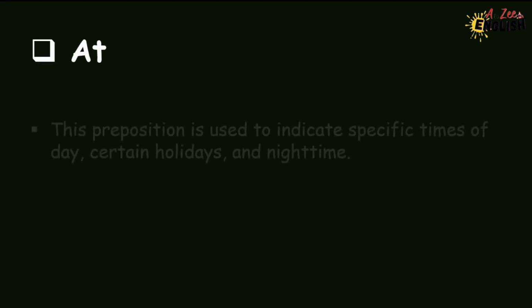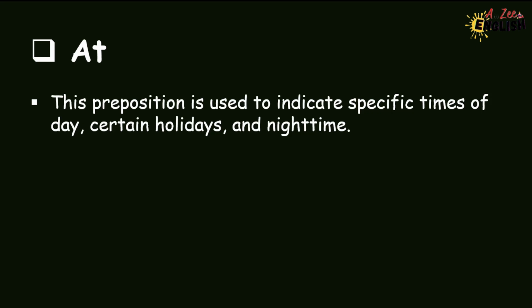At. This preposition is used to indicate specific times of day, certain holidays, and nighttime. For example, we will meet at 3 p.m. In this case, "at" specifies the precise time of day when the meeting is scheduled.